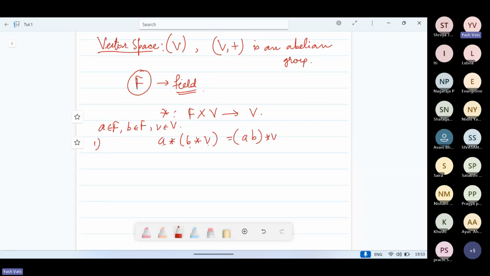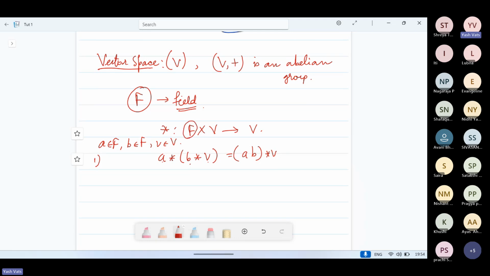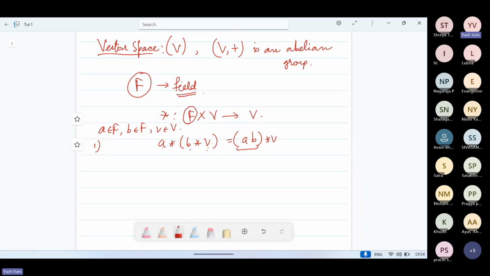Whatever I'm denoting is that there is an operation going on inside the field F, and there is a separate operation star, which is from F cross V to V. So I have to separate both operations. A star B star V is AB star V, where if I am not using the star, then it's an operation under F. This is the first property that you should expect. Another property is that 1 is the multiplicative identity in the field F, and if you multiply it with star V, then you just end up with V.